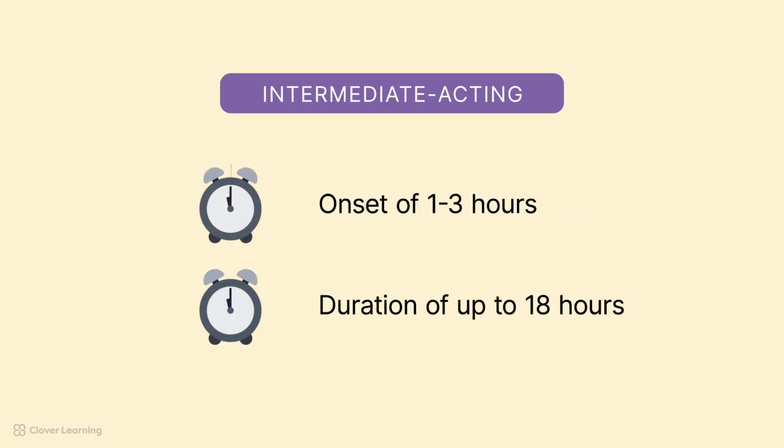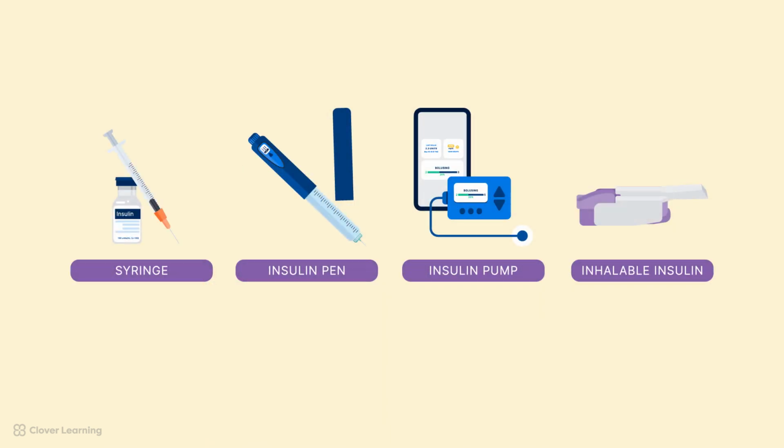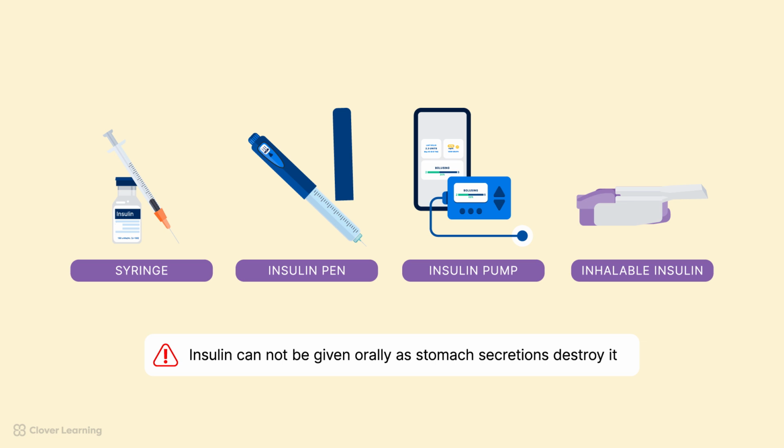Intermediate-acting insulin has an onset of action of 1 to 3 hours and a duration of action of up to 18 hours. Finally, long-acting insulin has an onset of action of 1.5 hours and a duration of action of up to 24 hours. Insulin is most commonly administered through injections using a syringe, insulin pen, or an insulin pump. Inhalable insulin is also available for some types of insulin. Insulin cannot be given orally as stomach secretions destroy it. This lesson focuses on injectable insulin through insulin pens.